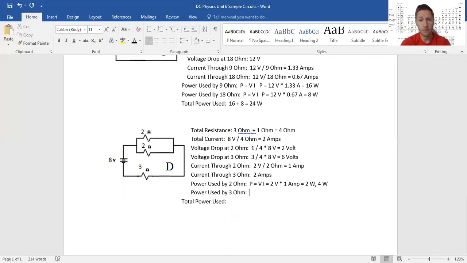For the bottom one, our power, we get to use 6 volts of our motivation. We get all the amps going through there. That's going to be 12 watts.